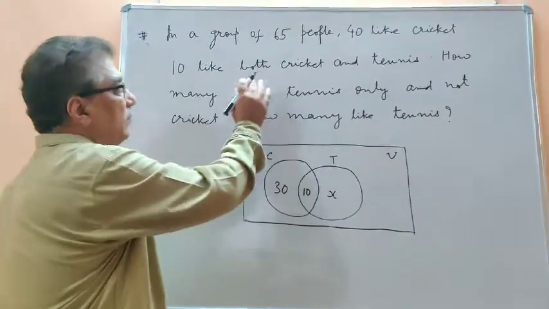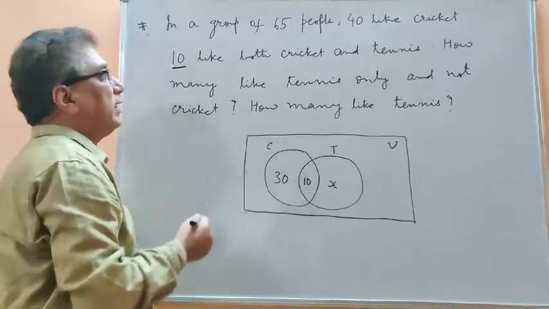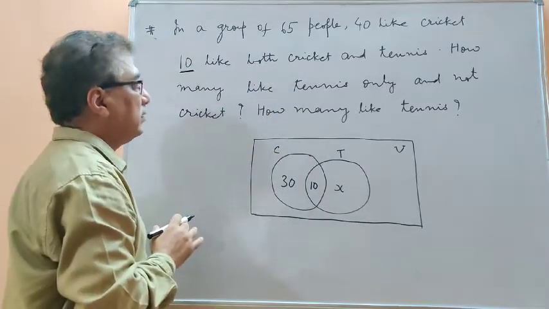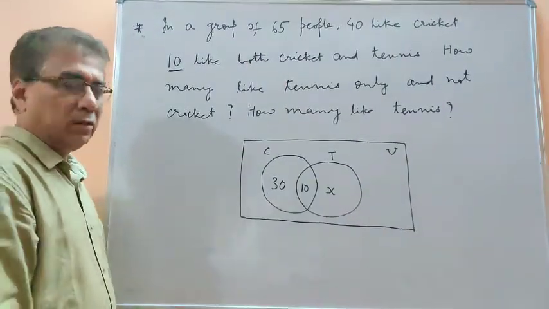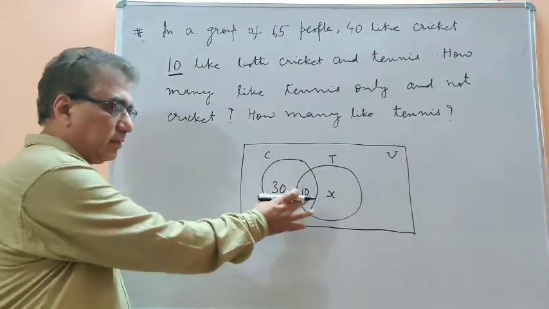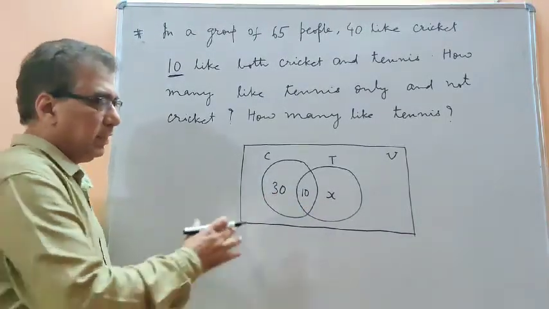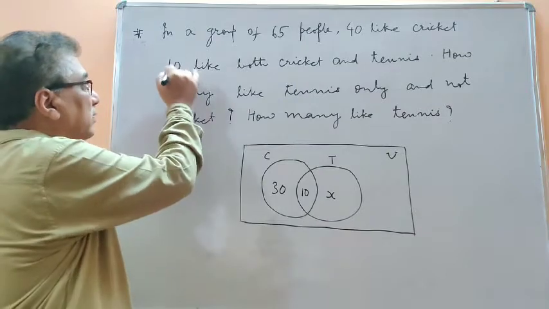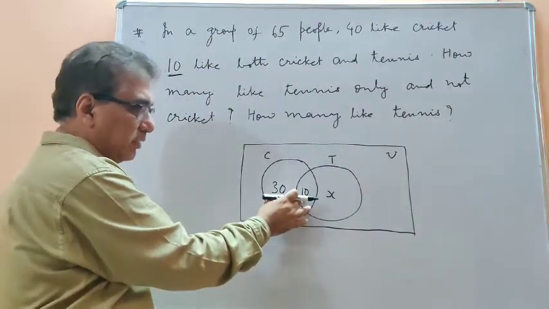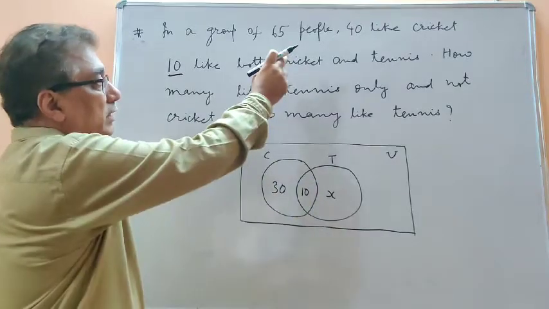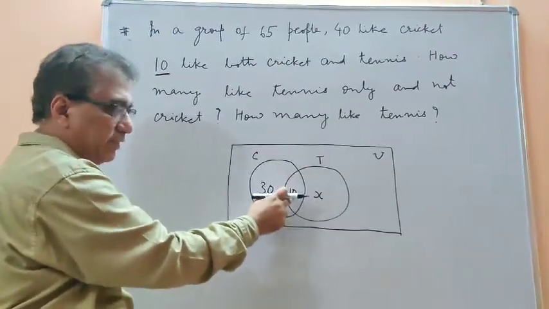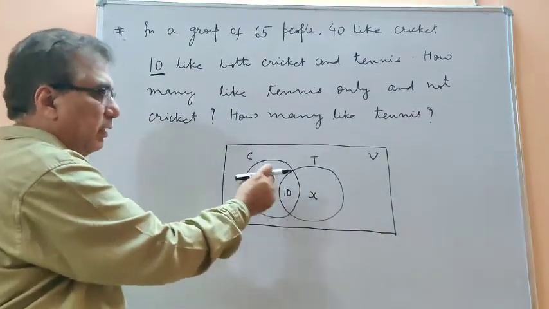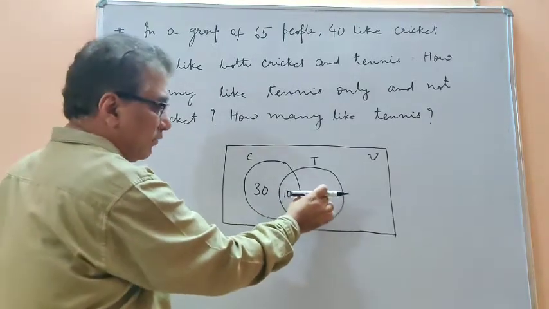Since we have a common element, because there are 10 people who like both the games, cricket and tennis, I have taken this type of figure for two sets, in which I have taken some region common, because we have this 10 which is common in both the sets. So 10 has been written here. Now since 40 people like cricket, out of 40 I have written 10 here, so 30 will be written this side, so that the total becomes 40. And this number is not given, so I have taken x.